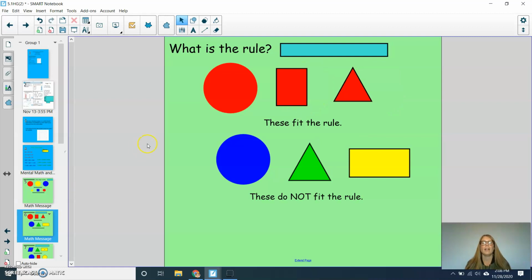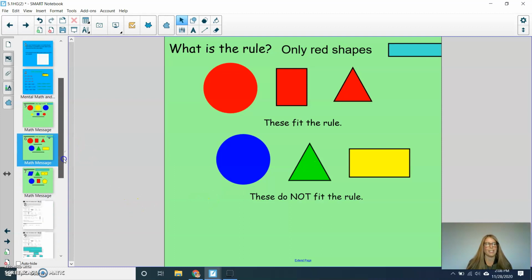What's my rule? These top three fit the rule, the bottom do not. If you said that only red shapes fit the rule, you are correct. Notice how all three of these are red, and the bottom one I have similar shapes but different colors. We'll try another one like this.